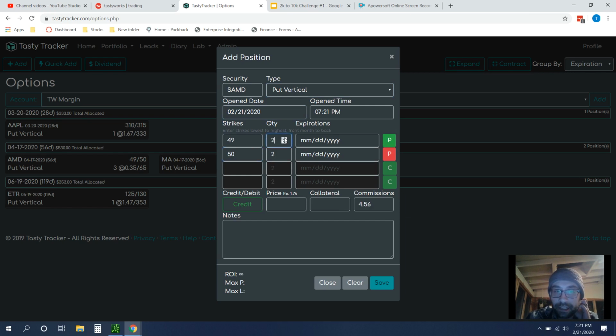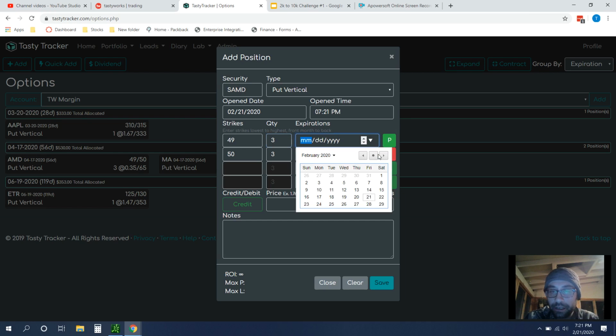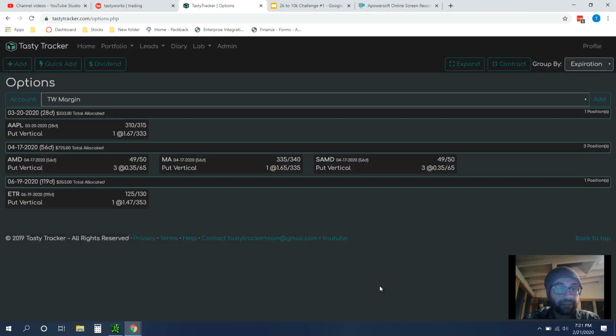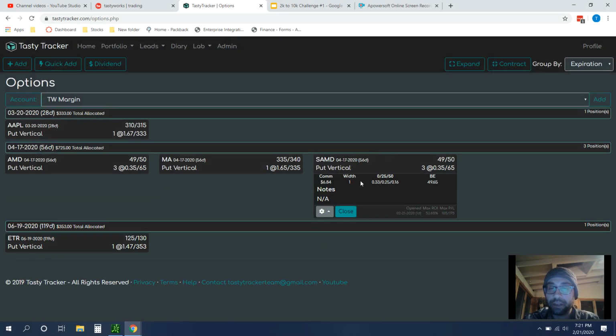For the quantity, I could hit 3, and then this was in April, which monthly expirations are always on the third week, so I know right away it's on April 17th. And then I would do 0.35, and it automatically figures out the collateral and the commissions. So if I hit save, I can see it popped up here, and then I can see the break even right there.